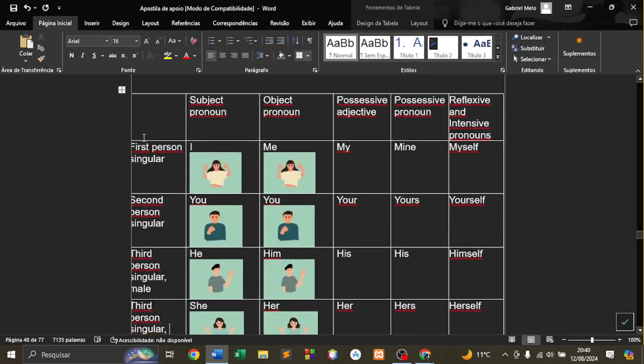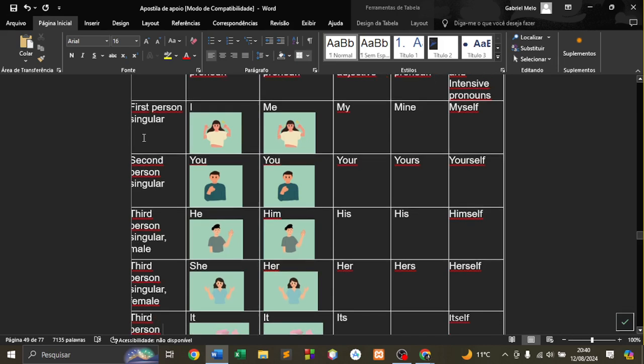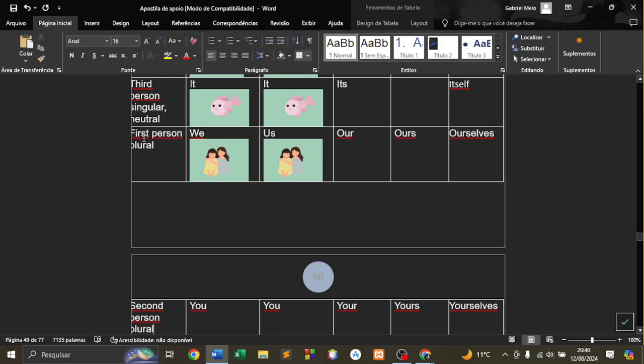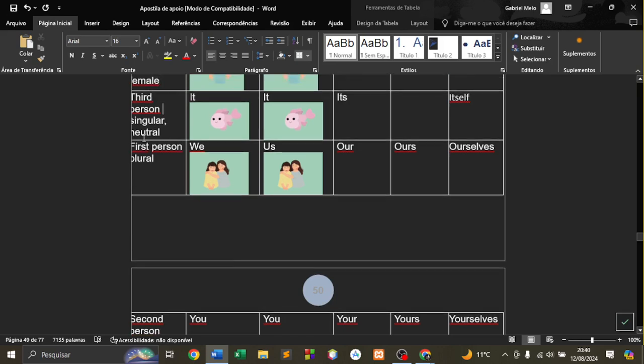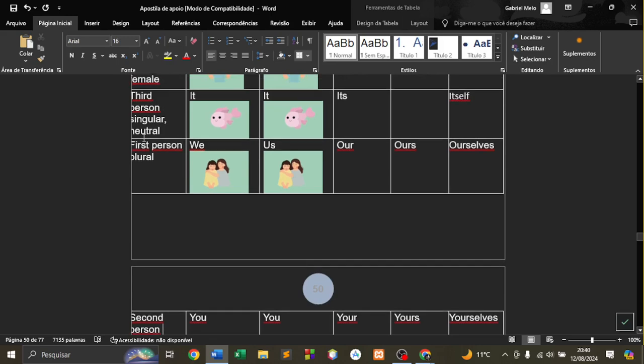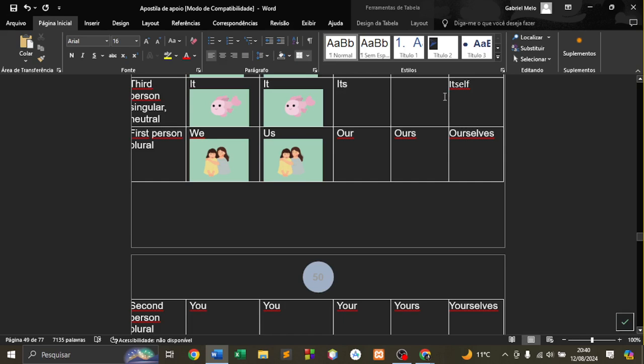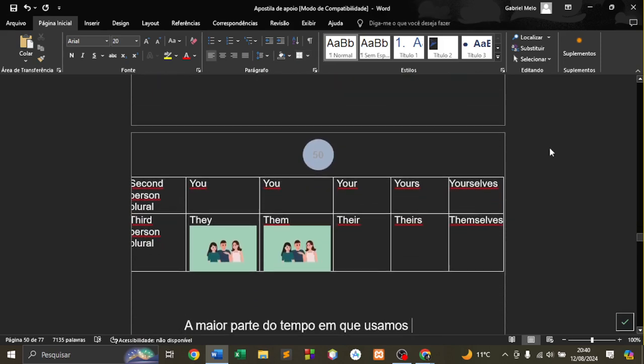Exactly. So let's remember what are the possessive adjectives and the possessive pronouns. You can read one after the other, okay? My, mine, your, yours, and I want you to do a translation as well, okay? Mine, meu, yours, seu, his, dele, hers, dela. There's no possessive pronoun for the third person neutral, okay? There is a possessive adjective. Nosso. Exactly. There is a possessive adjective, but there is not a possessive pronoun. Ours, nosso, and yours.